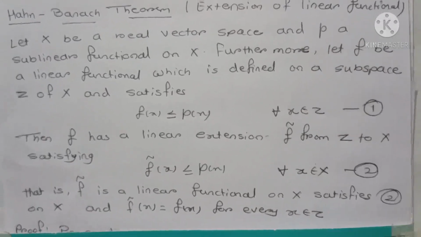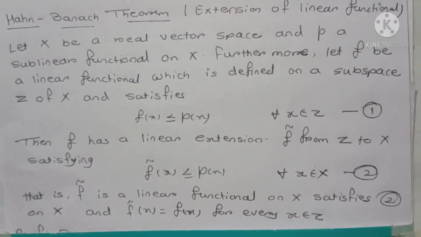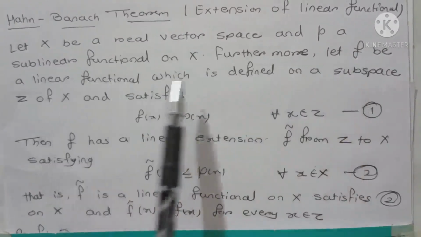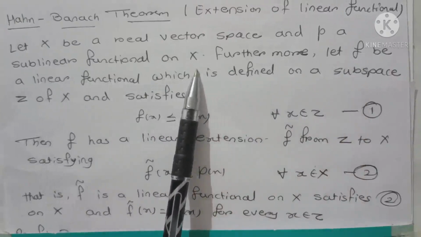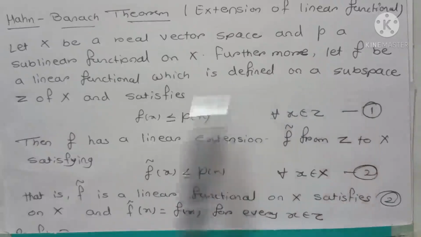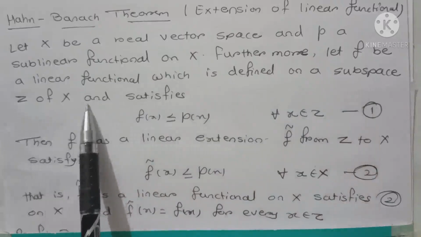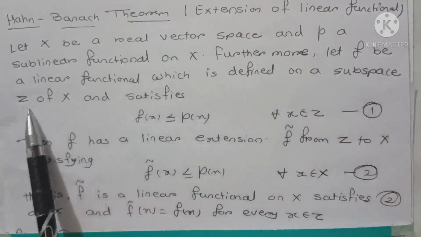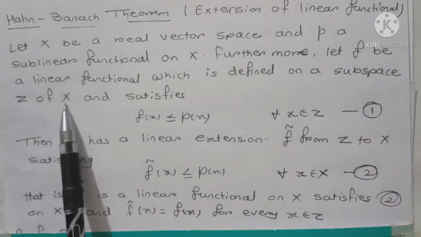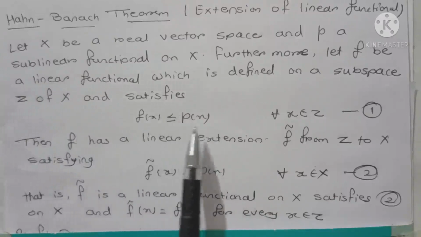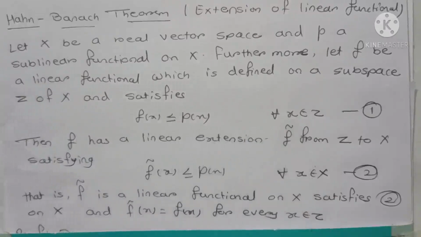In this theorem, the given condition is that capital X is a real vector space, small p is a sublinear functional on X, and also we are given that f is a linear functional which is defined on a subspace Z of X. That means f is a linear functional defined on the subspace Z of X. Also it satisfies the condition that f of x is less than or equal to p of x for all x belongs to Z. This is the given condition.